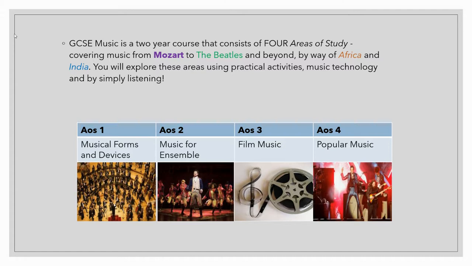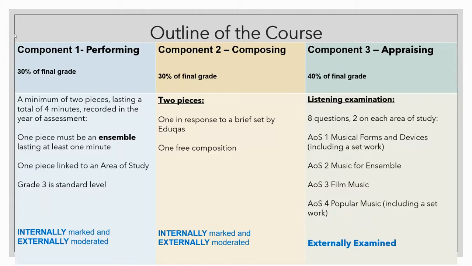Then AOS 3, Film Music. So we'll be looking at music from films, how it's composed, and looking at composers such as John Williams and Star Wars. And then AOS 4, Popular Music. We'll be looking at the development of pop music from the 50s up to current day and how they've been composed and performed. And we will do some of that as well.